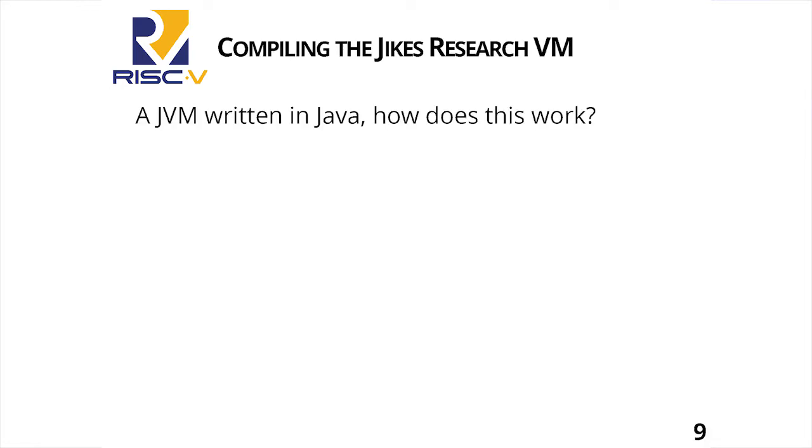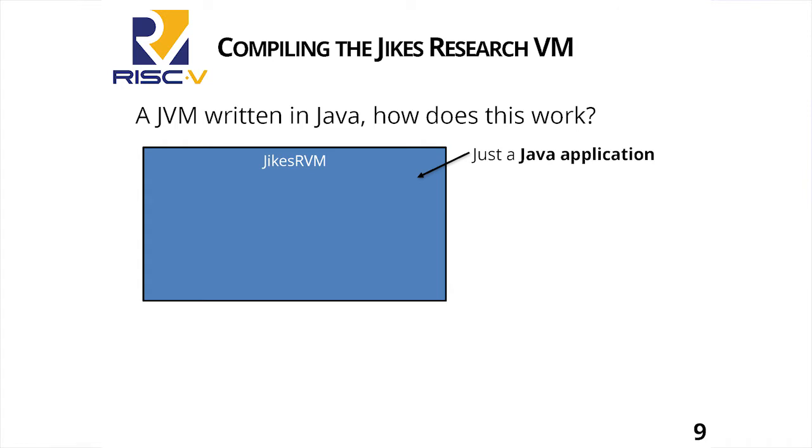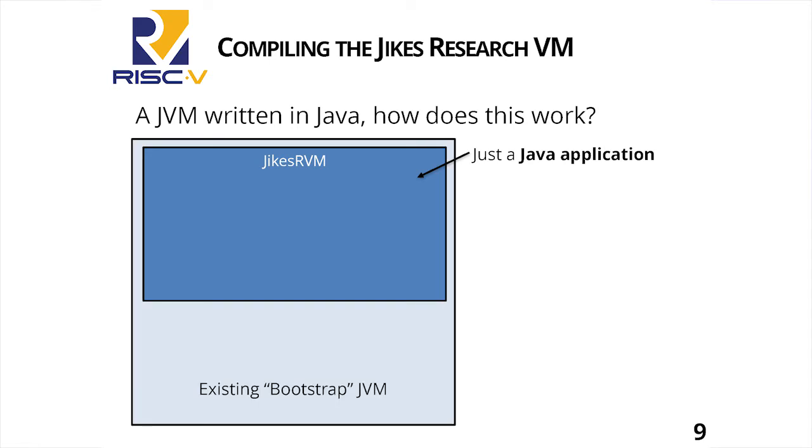So wait, how does that work? How do you write a JVM in Java? How do you compile it? So essentially what it comes down to is Jikes RVM is just a Java application, which means you can run it in an existing JVM. And it has everything that you would expect from a runtime system. It has a garbage collector. It has a just-in-time compiler.